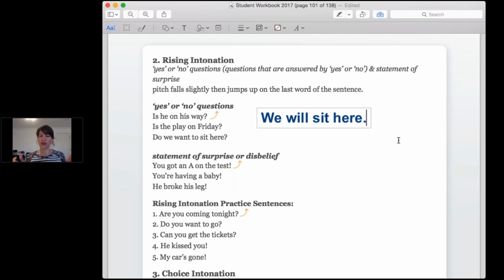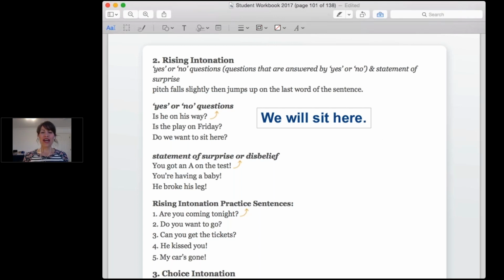When my intonation goes down at the end, it's a statement. But if I said, will we sit here? Then it becomes a question, okay? The problem with some of my students is that whenever they're talking, they kind of rise at the end of their sentence, even if they're just stating something. And so the problem there is their listener thinks that they're asking a question when they're really not, okay?